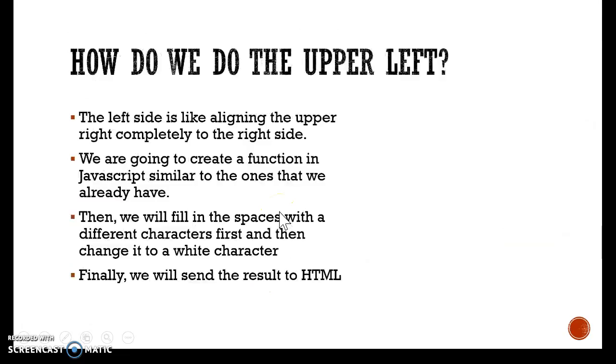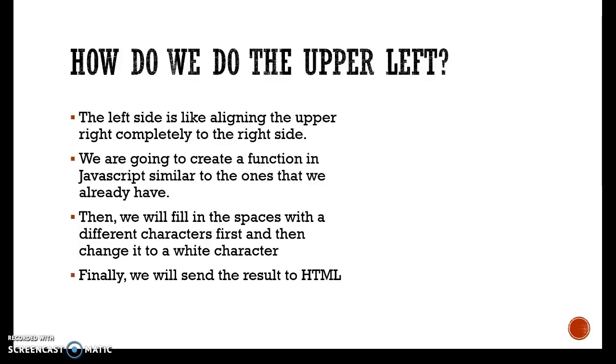So what is exactly the upper left on your rhombus? The upper left side is similar to aligning the upper right completely to the right side, but we are not doing that. That is like cheating. The reason why I don't want you to use CSS is because I want you to keep practicing loops in JavaScript. So we are going to create the UpLeft function similar to the previous one that we did, and then we are going to fill in the blanks, or the spaces, on the left side of every row until we can print the symbol that we need.